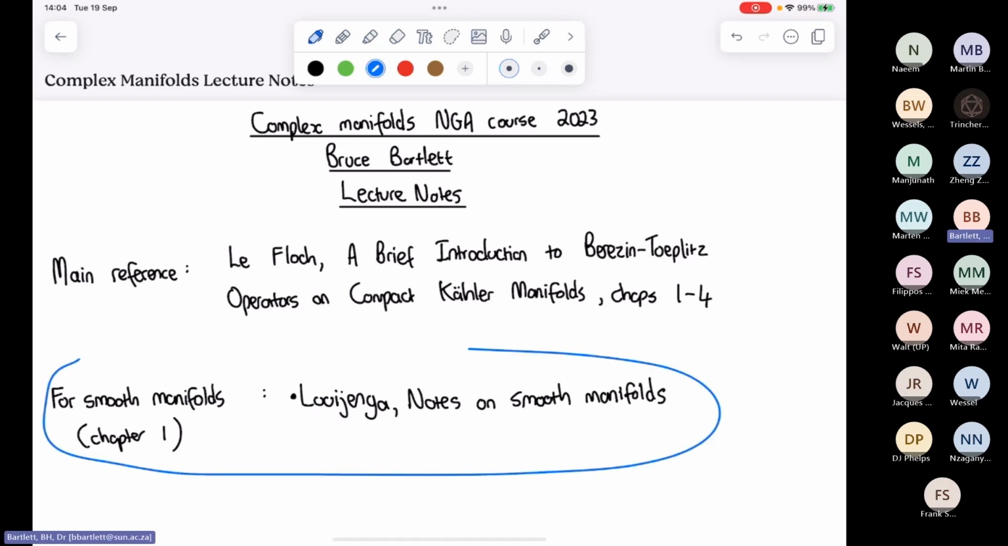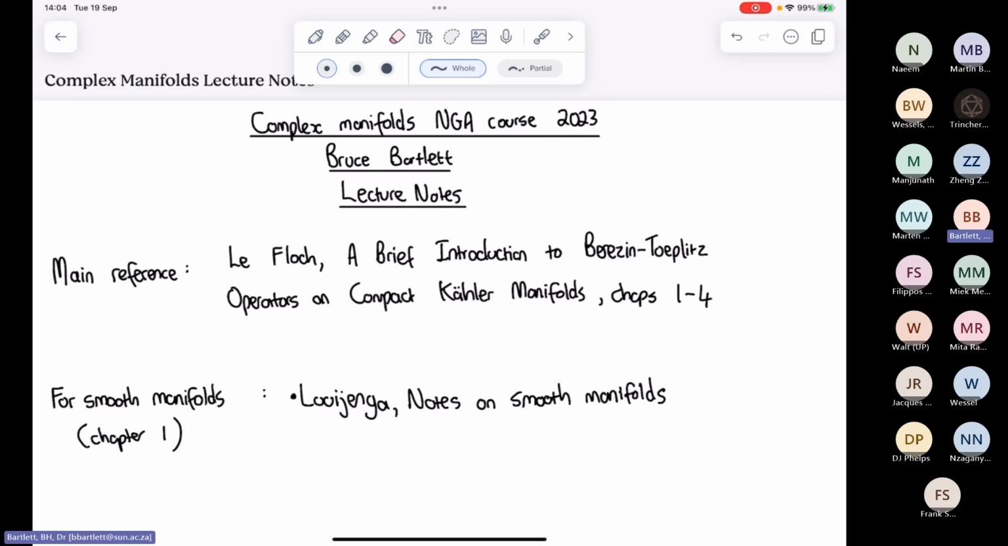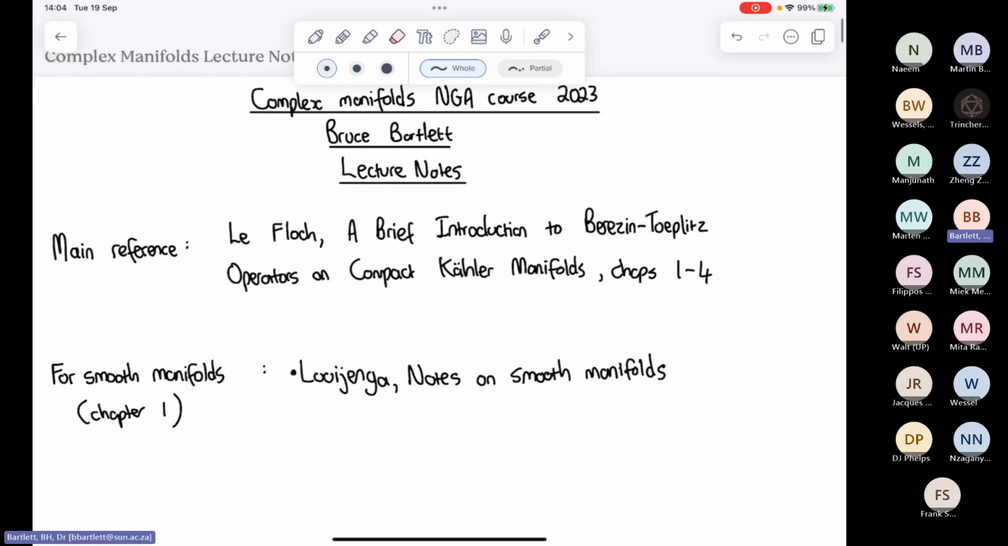For the smooth manifolds part of the course, there's another set of notes I've linked to on the website as well. So today it's just going to be all about smooth manifolds. That's going to carry on over into next week as well. So yeah, welcome to the course.